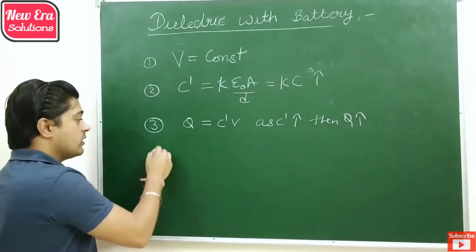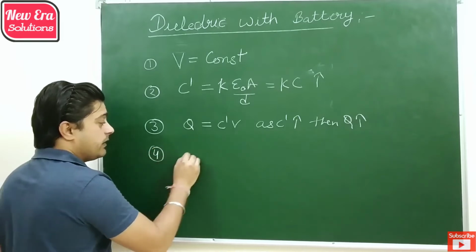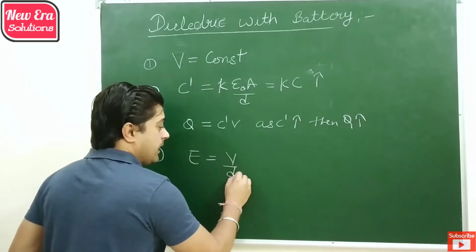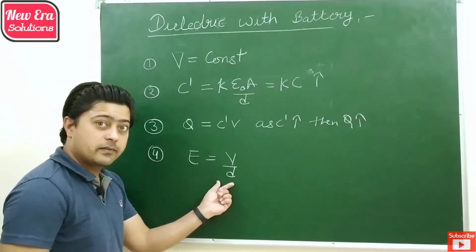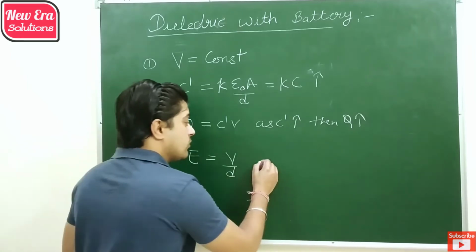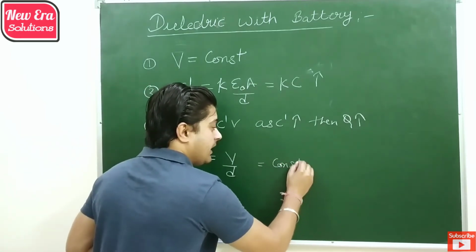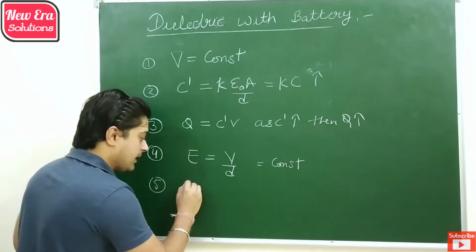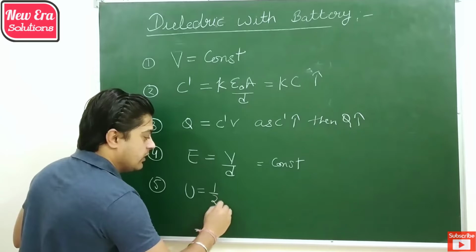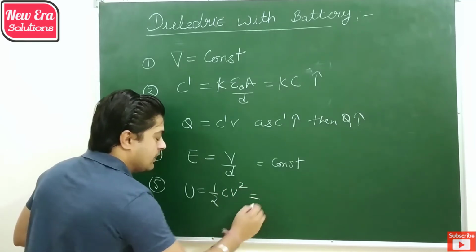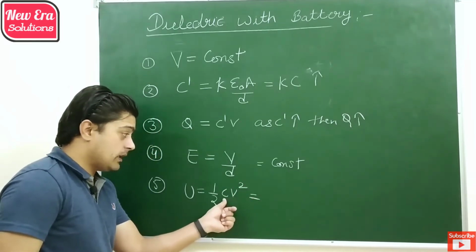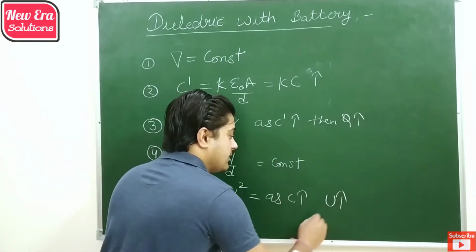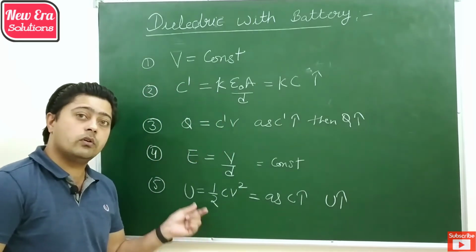Fourth, the electric field between the plates. The electric field is equal to V by d. The separation of the plates remains the same and the potential remains the same, so the electric field also remains constant. Now the fifth case, the energy stored by the capacitor, which is U equal to half C V square. As the potential is constant but the capacitance increases, the energy storage of the capacitor also increases.